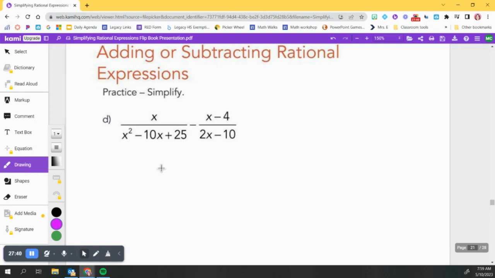So again, the process is to factor both denominators. There are 3 terms in this denominator, so we're going to factor it with hopscotch. Top box is a 25, bottom box is a -10. So give me 2 factors that multiply to give me 25 that add up to a -10. -5 and -5. So that means my new denominator down here is x minus 5, x minus 5.